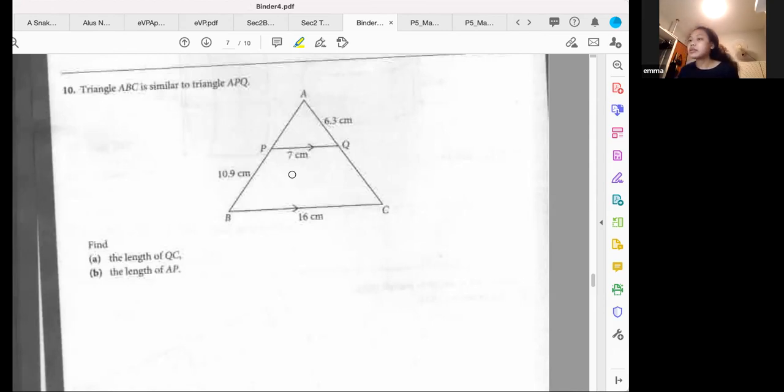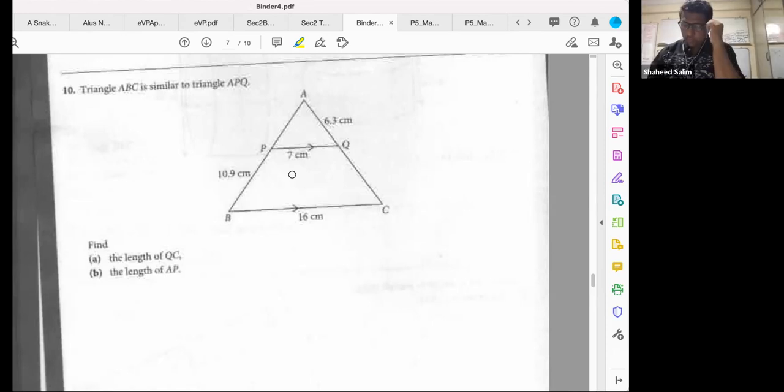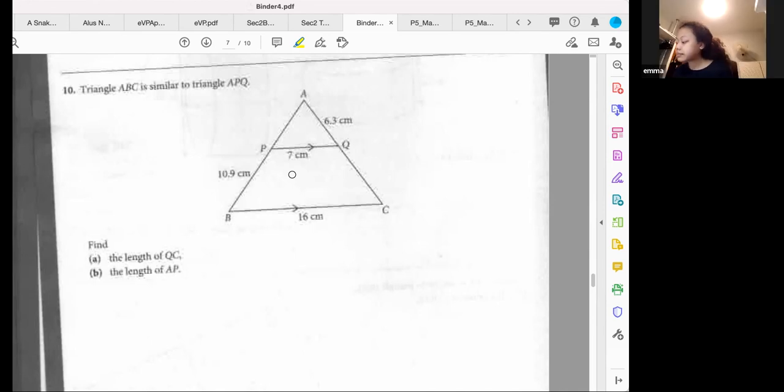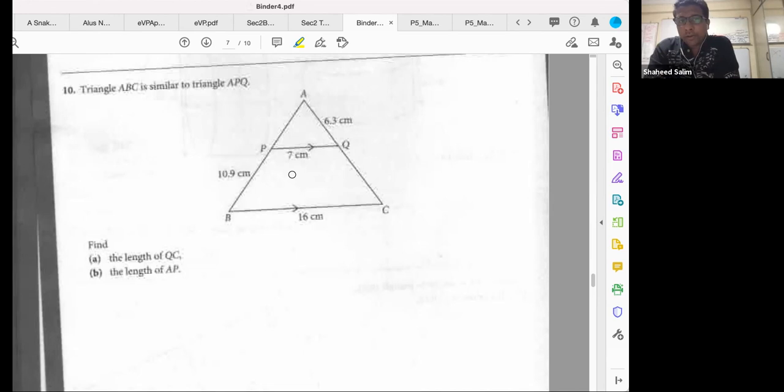X equals 4.9. Sorry, QC, is it? Yeah. QC equals 4.9. Okay, the different answer from the book. So do you have your working with you? Can you show me your working so that I can check? You can either show me or I can.